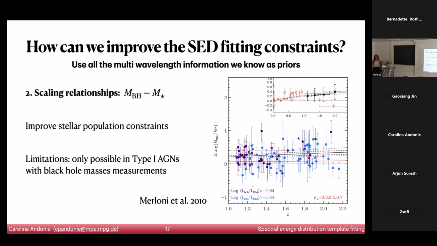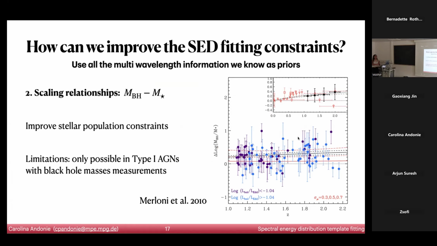Also, scattering relationships that we talked about in the morning. If I know the black hole mass of my sources, I can also set a prior on the stellar masses of my source, so I can improve the stellar population modeling. Now we also have to be careful with priors, right? Because these relationships have some scatter. So I can set, I don't know, a Gaussian prior, for example.